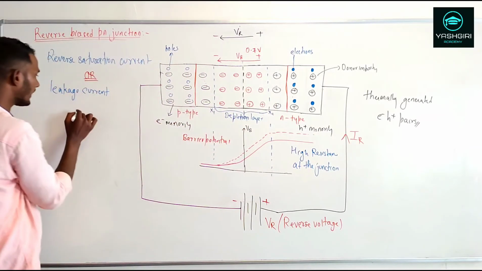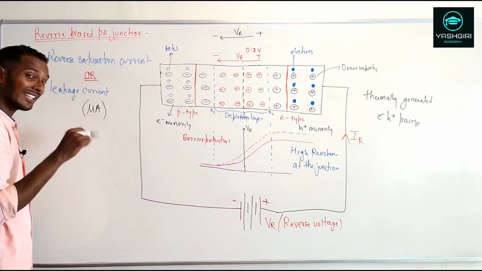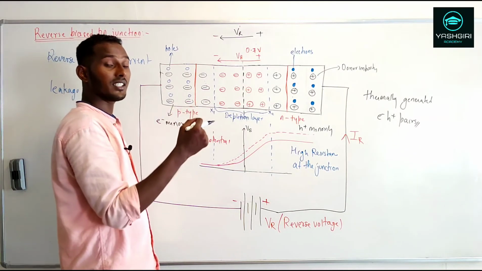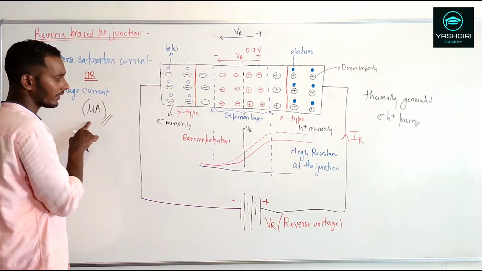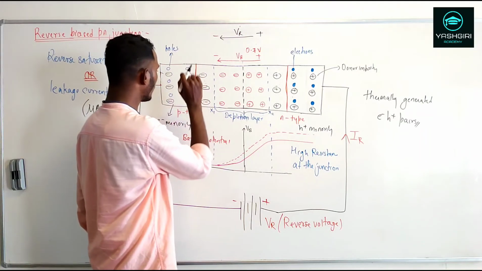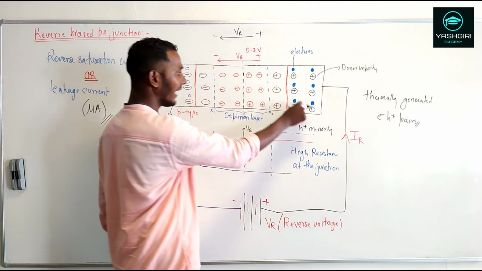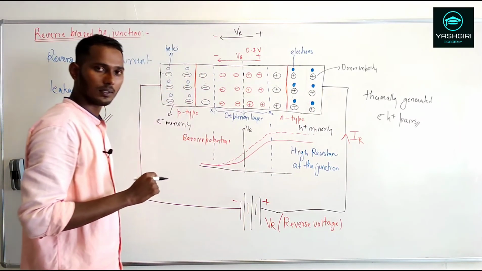So the range of this leakage current, you can say it will be in the microampere, whereas in the case of forward biasing, we get the range in terms of milliampere. If you compare it with the forward biasing, it's very, very small. Right? Why? Because the very small number of carriers are able to jump from p type to the n type, and it's the same for the holes from the n type to the p type.